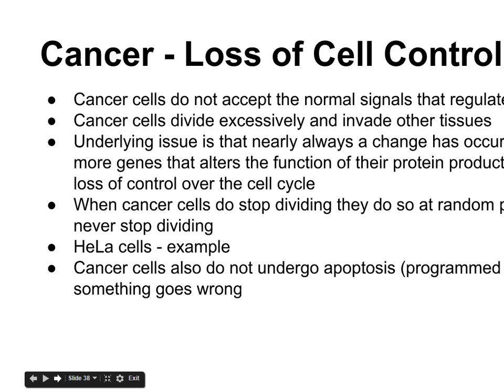The underlying issue is that nearly always a change has occurred to one or more genes, and that alters the function of their protein products, resulting in loss of control over the cell cycle. When cancer cells do not stop dividing, they do so at random points. Some never stop dividing. HeLa cells are a really good example of this.